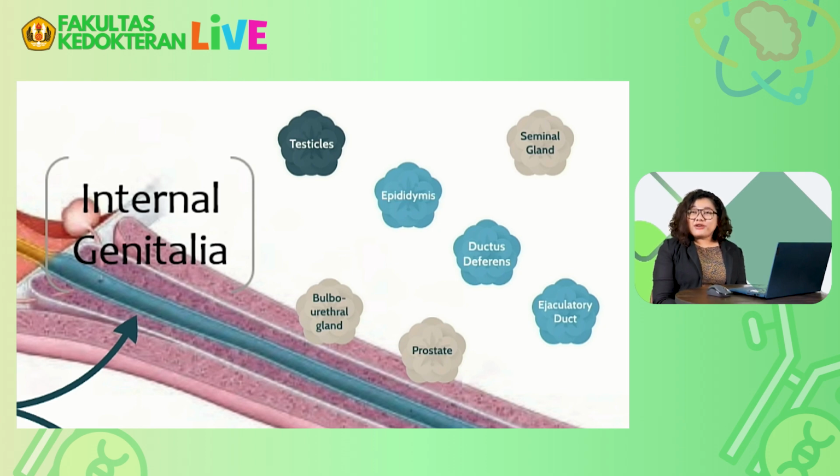As we see here, the duct follows the course of the sperm, starting from the testicle, where it is produced inside the minuscule ducts inside the testes, to the epididymis, and then into the ductus deferens, also called vas deferens, and finally into the ejaculatory ducts. We will also briefly talk about the seminal gland, the prostate, and the bulbourethral gland, also called the Cowper's gland.